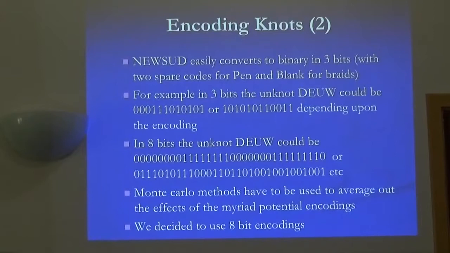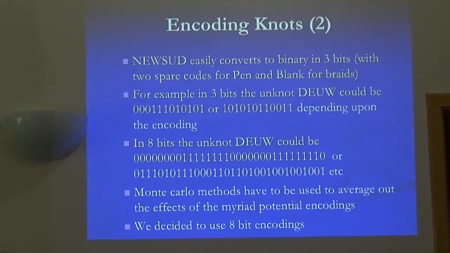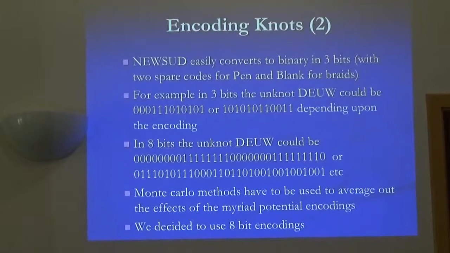And so you have to use Monte Carlo methods to average out the effect of using lots of encodings to discover the average properties of the encoded binary knots. And after much fiddling around, I decided to just use an 8-bit encoding. I used 3, 4, 5, 6, but settled on 8 for reasons I won't bore you with.